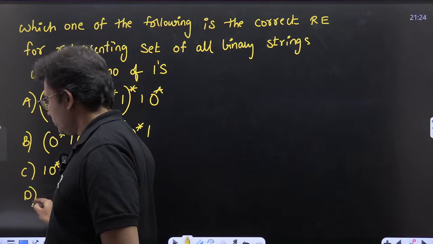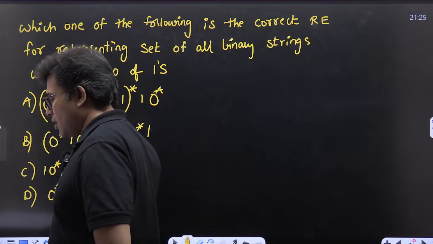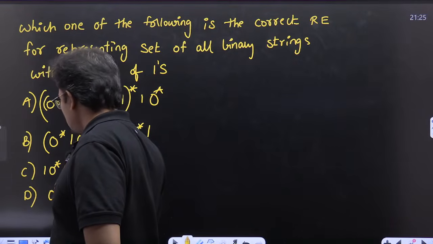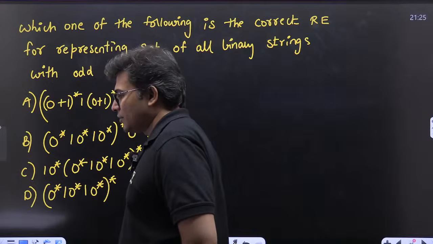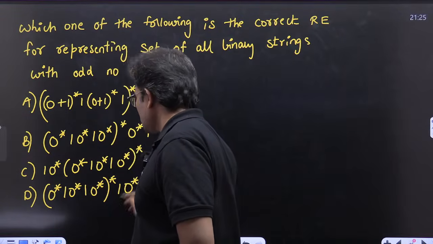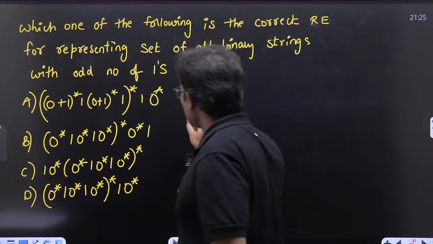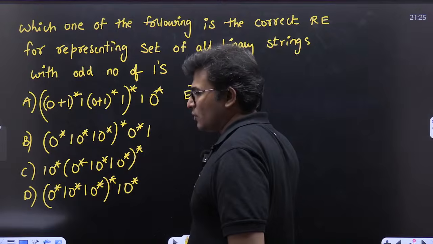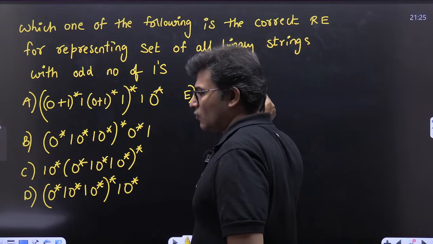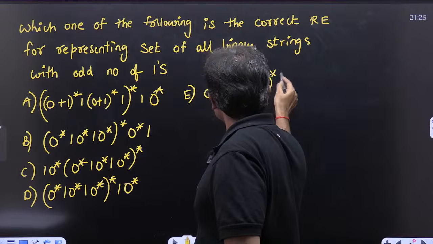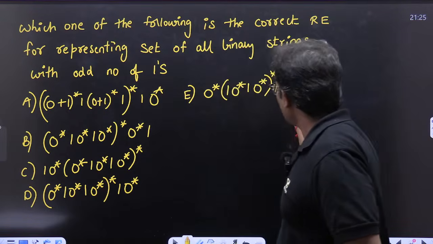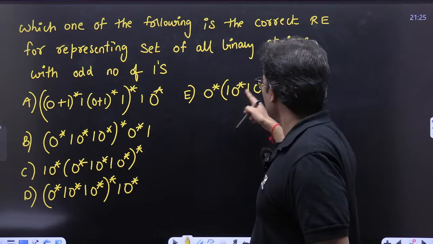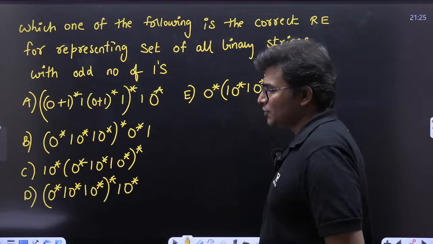D. 0 star 1 0 star 1 0 star whole star. 1 0 star. E. 0 star 1 0 star 1 0 star whole star. 1 0 star. 0 star 1 0 star 1 0 star whole star 1 0 star.